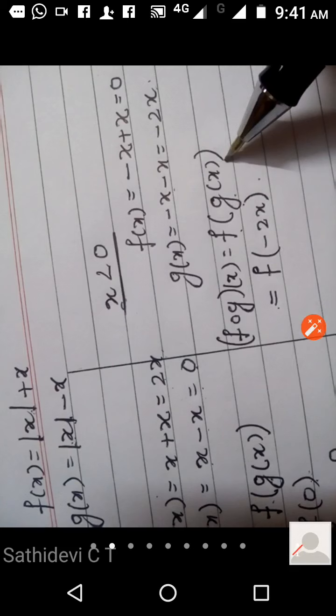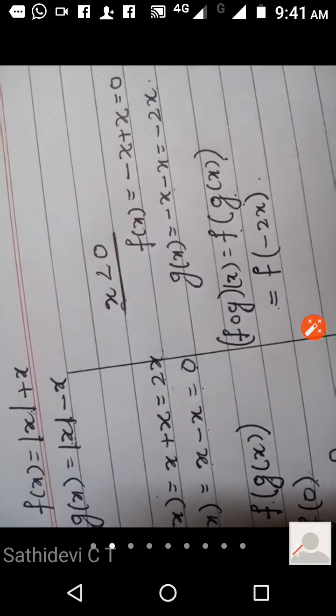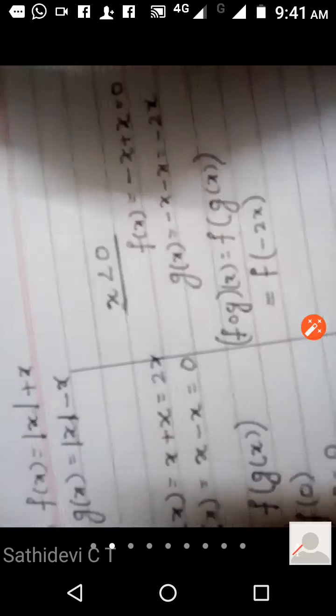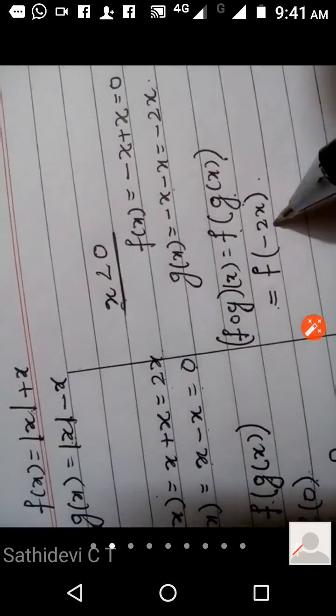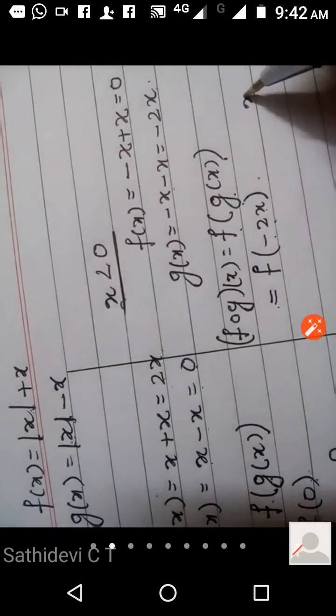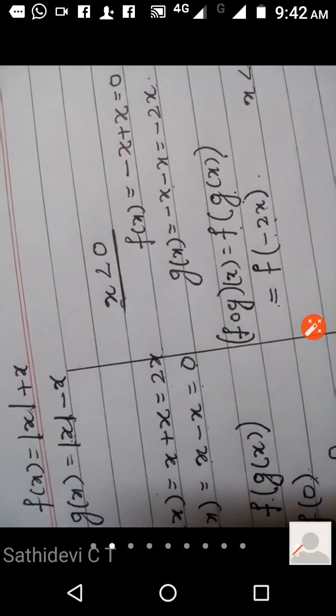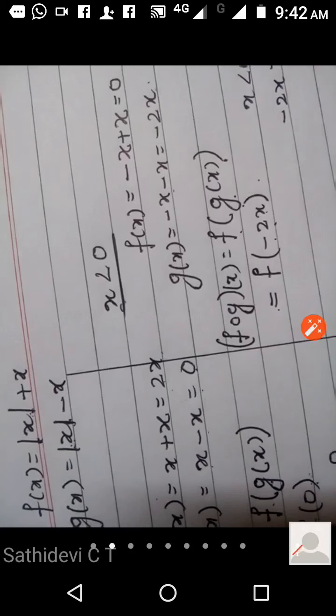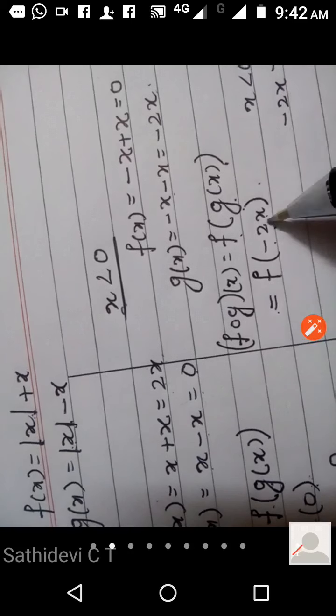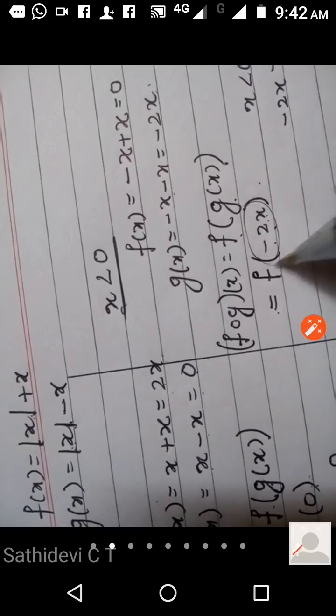And again, when you are getting x greater than or equal to 0 and x is less than 0, minus 2x and f of minus 2x. Here you have to understand f of minus 2x. Look here, your x is less than 0. So what about minus 2x? Be very careful, it's an important step. Minus 2x is positive. So f is operator on a positive value.